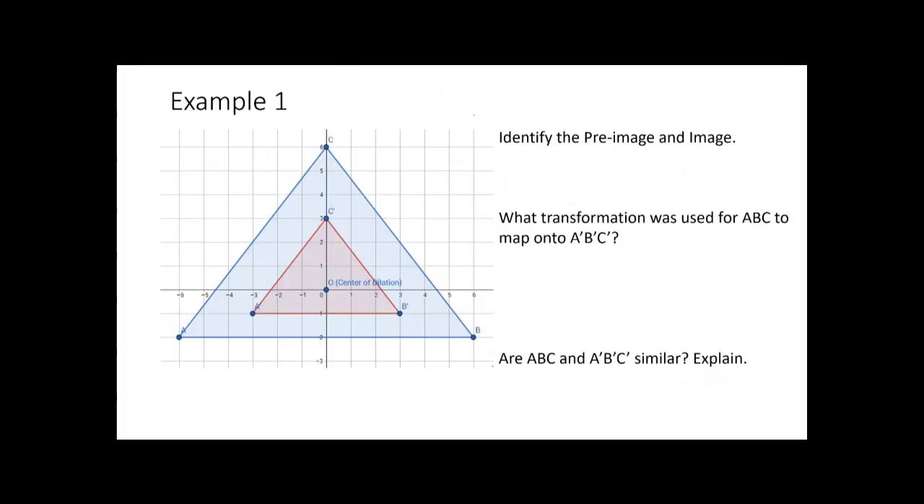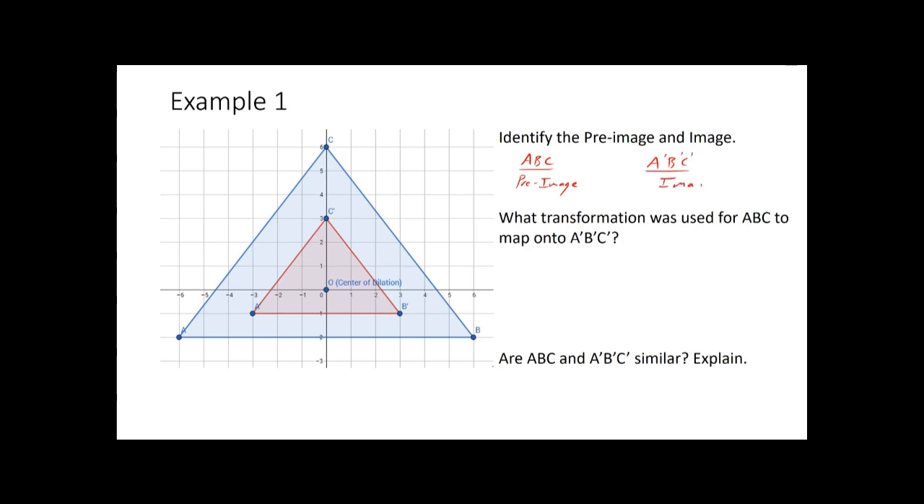All right, example one, identify the preimage and image. First things first, if you look here at the graph, it looks like ABC. The blue triangle is definitely going to be your preimage, while A prime, B prime, and C prime, the red triangle, is your image.